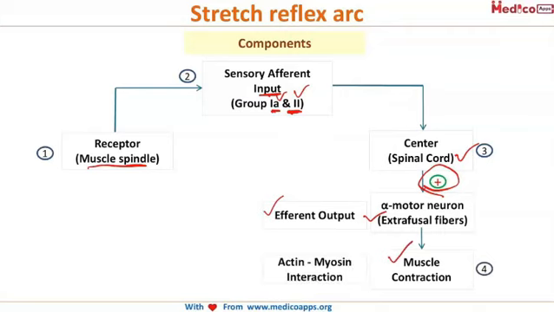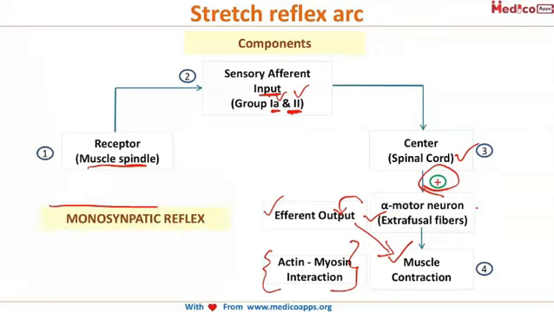Why? Because of what is known as actin-myosin interaction. We have seen this in our skeletal muscle class, right? So the alpha motor neurons are stimulated, which send out the efferent output and stimulate muscle contraction by actin and myosin interaction. The most important point we have to note here is that this type of reflex is known as a monosynaptic reflex. This stretch reflex we are calling a monosynaptic reflex.